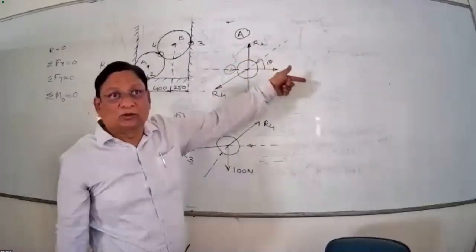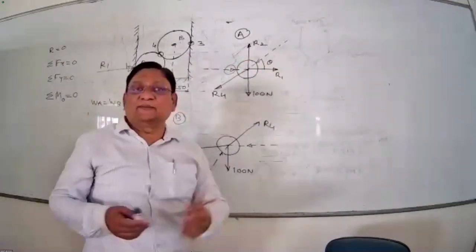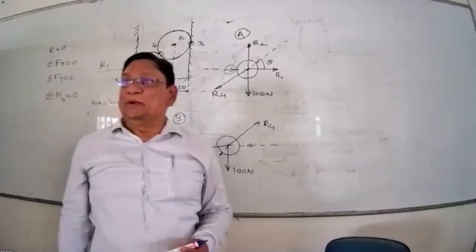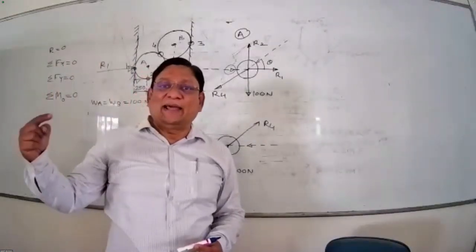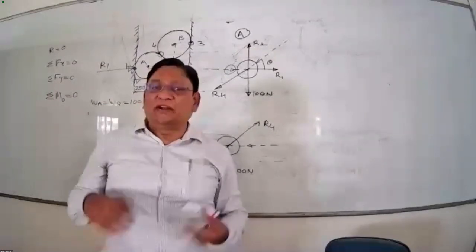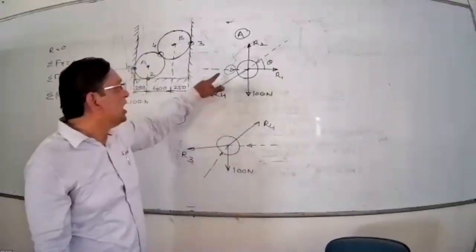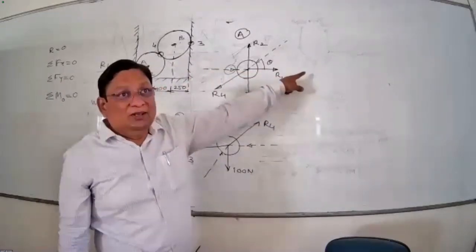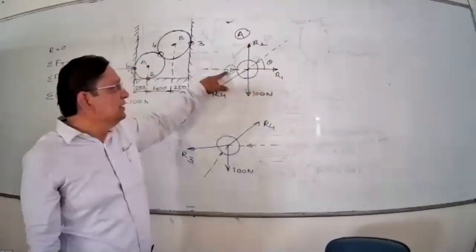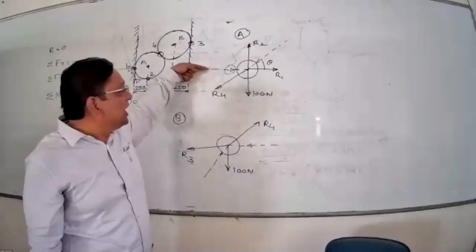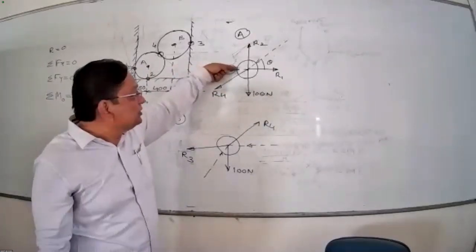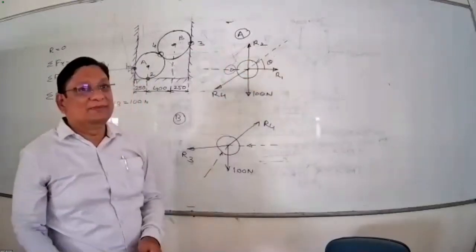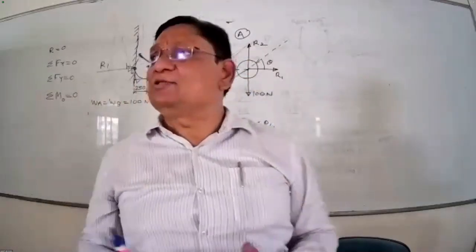So what is the principle of transmissibility? In the first chapter we have discussed. The force can be assumed to be acting anywhere along the same line of action, its effect will remain the same. That means this force R1 can be assumed anywhere on the same line. So for ease of calculation, R1 I am shifting here. Actually R1 is acting here, so it is passing through the center. So instead of showing R1 here, I can show it here. Any other doubt?